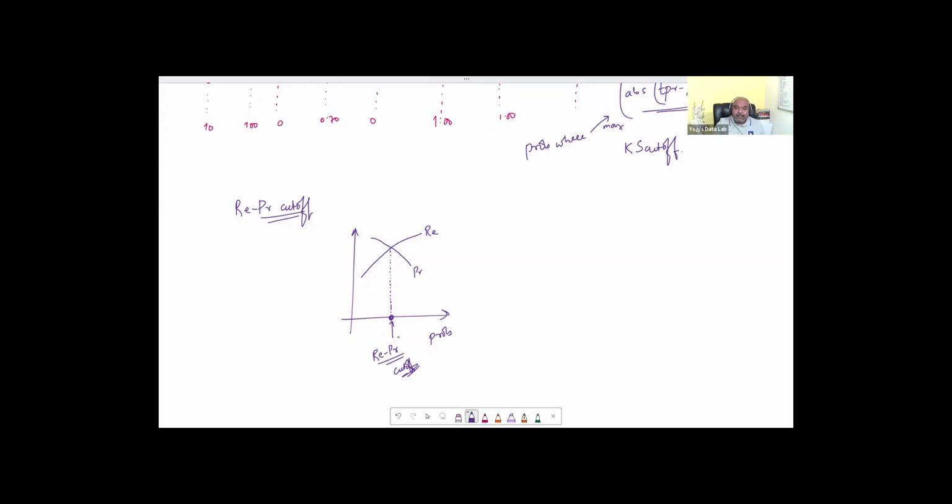A much easier way is, since F1 is a harmonic mean of recall and precision, this is the point where F1 will be maximum. So what I can do is, the probability where F1 is maximum is F1 cutoff. So the result that you are going to get with F1 cutoff or the REPR cutoff, both are going to be the same. So whichever you are comfortable with, you can use this or you can use this.